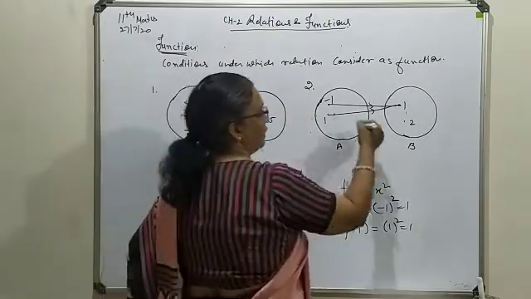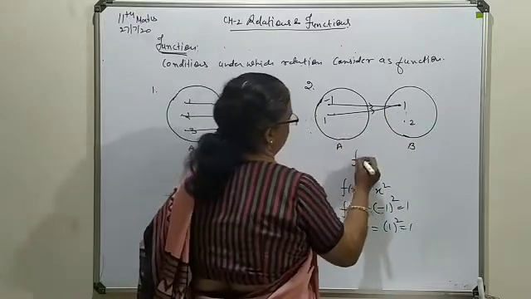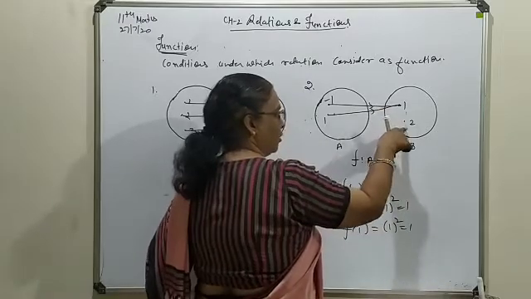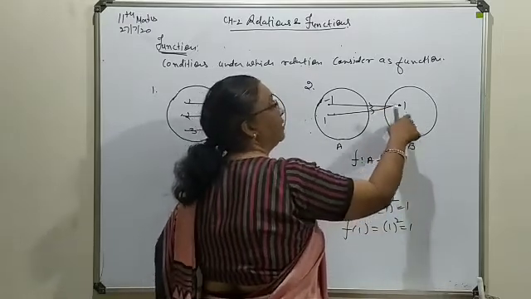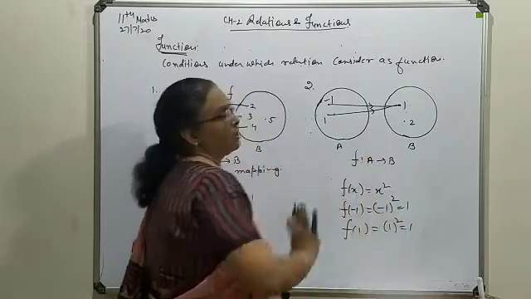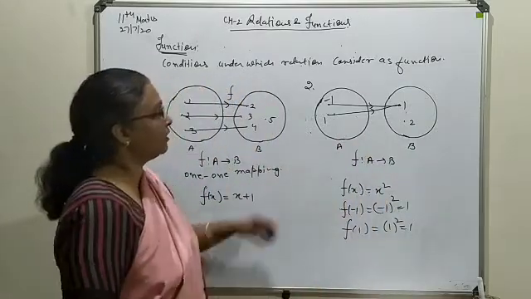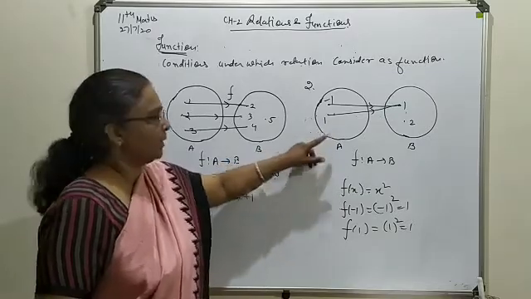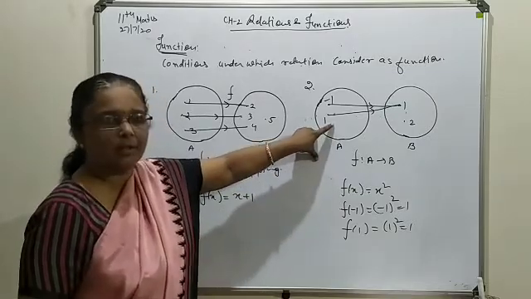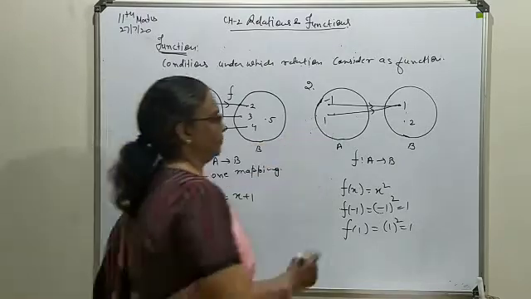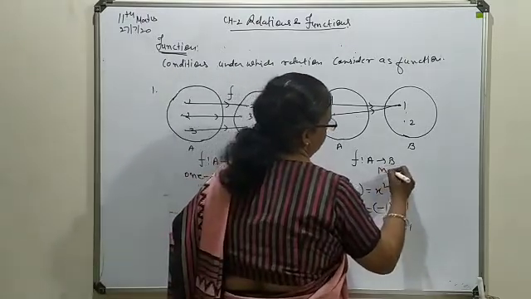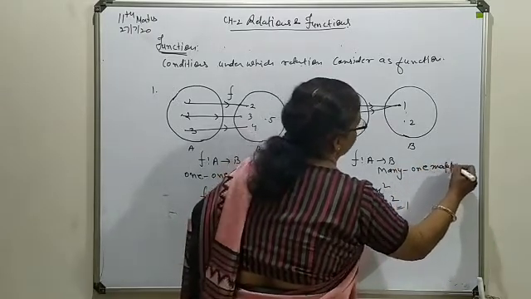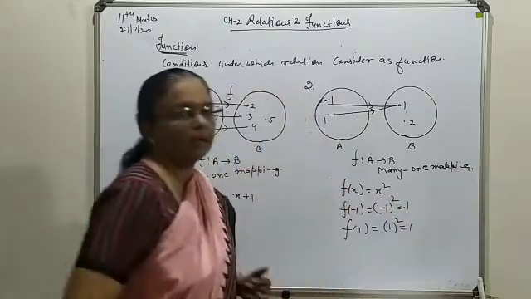So such a combination can be considered as a function from A to B. Here it also doesn't matter if any element in set B remains as such, which is not a function value with respect to any element in set A. Okay, so this is called many-one mapping. So these are the two types of function.